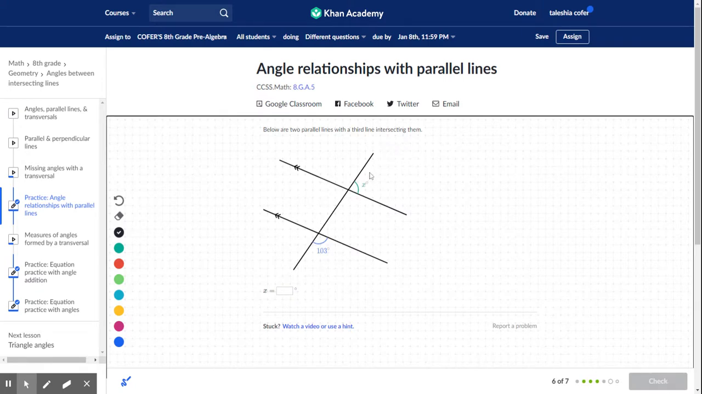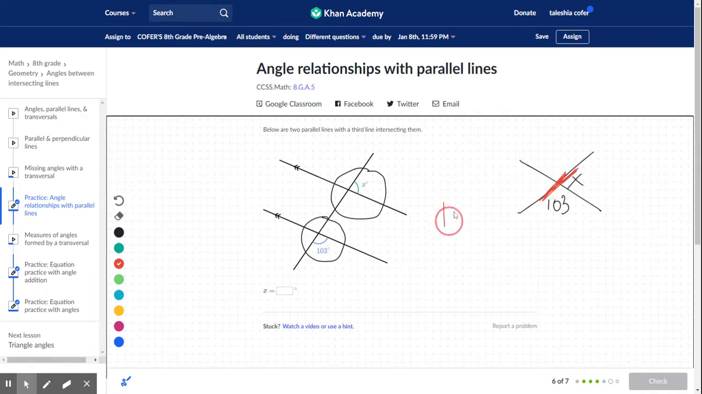On this one, remember, it's the exact same thing in two places, so I'm going to put them together as one. I have an X over here. I have a 103 down here. If you look at my X and my 103, they're right beside each other. They form a straight line. A straight line equals 180.